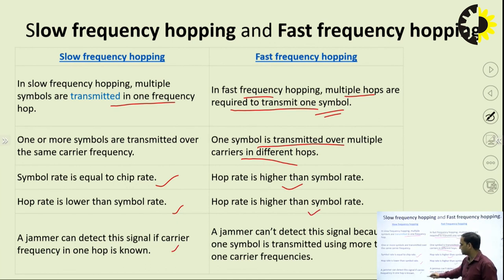A jammer can detect the slow hopping signal if the carrier frequency in one hop is known, but in fast hopping a jammer cannot detect the signal because one symbol is transmitted using more than one carrier frequency. So obviously fast frequency hopping is more efficient, and we can work on it efficiently, okay.